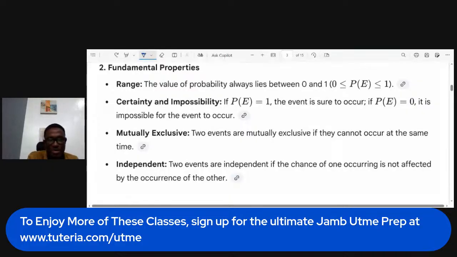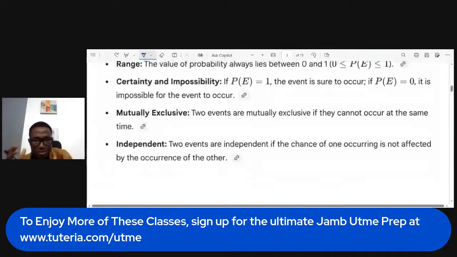So certainty means the probability of an event occurring is 1. Impossibility means the probability of an event occurring is 0. So let's move on. Mutually exclusive events. When we say something is mutually exclusive, what are we saying? Two events are mutually exclusive if they cannot occur at the same time.